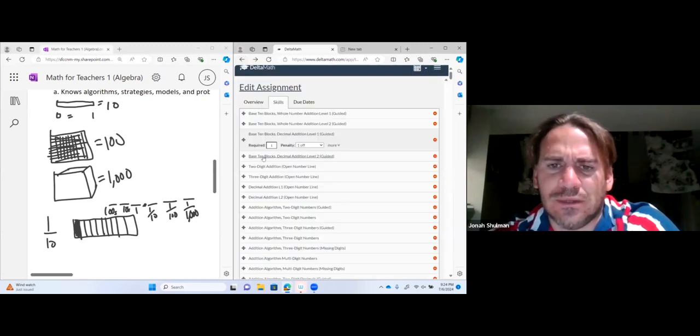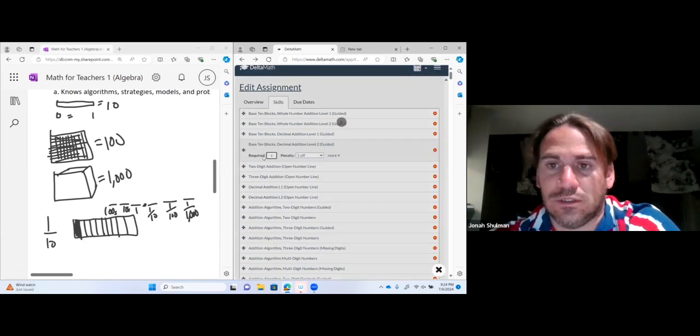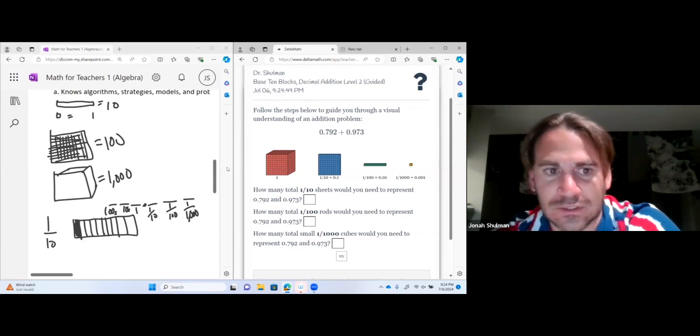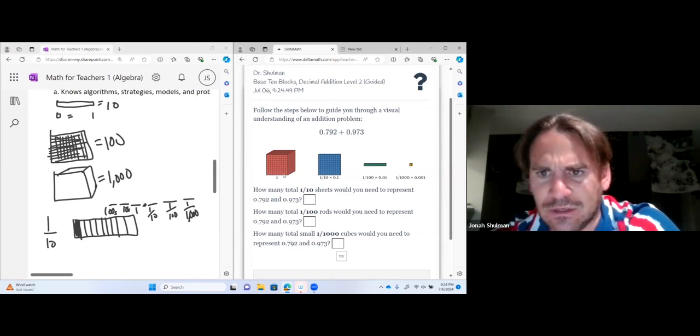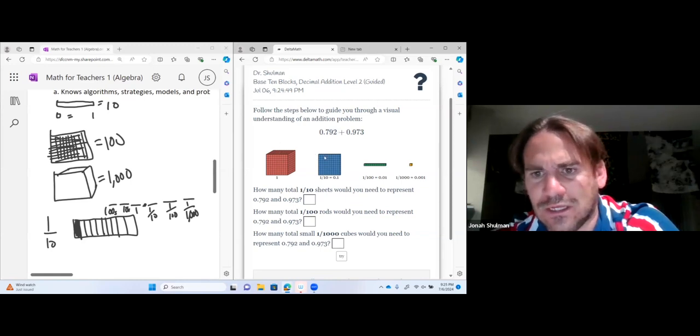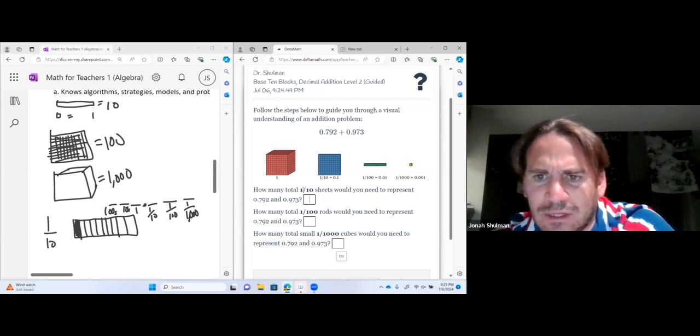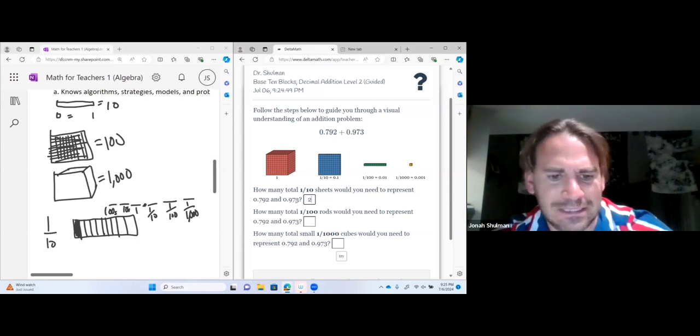So the next one is base 10 blocks with decimal addition. Ooh, it's harder. Level 2. All right, so here we go. Now we've got this is a whole one. Why is this a whole one? Because this is 100 blocks. So if this is 100 blocks, we take this away, we get one of them. Sorry, this is 1,000 blocks, so we take it away. We got one. There's the 10th, there's the 100th, and there's the 1,000th place. We got a baby 1,000th place. So how many 1/10 blocks do we need? 7 plus 9, that's 16.